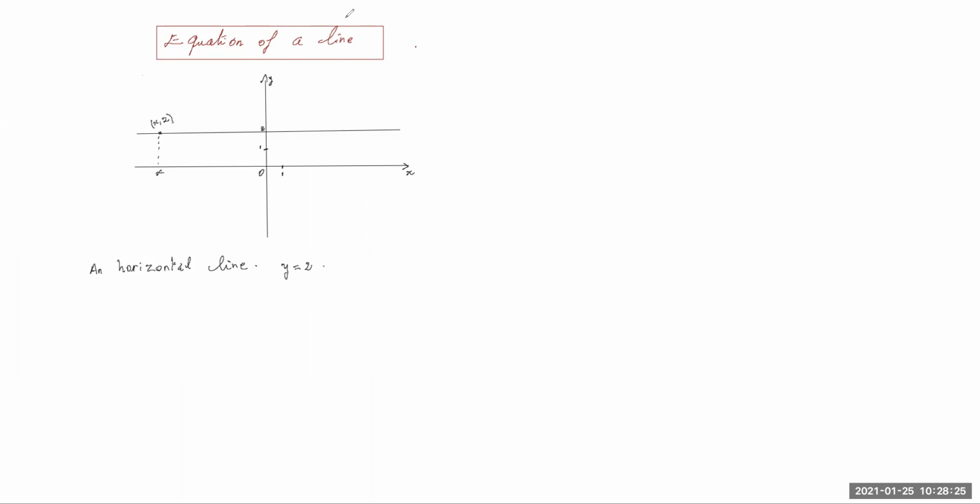Let's erase this part and write it y0, or let's call it b, so that we connect with the other notations later. Now, a vertical line. This is a horizontal line, with equation y equal to b. A vertical line would be something vertical.